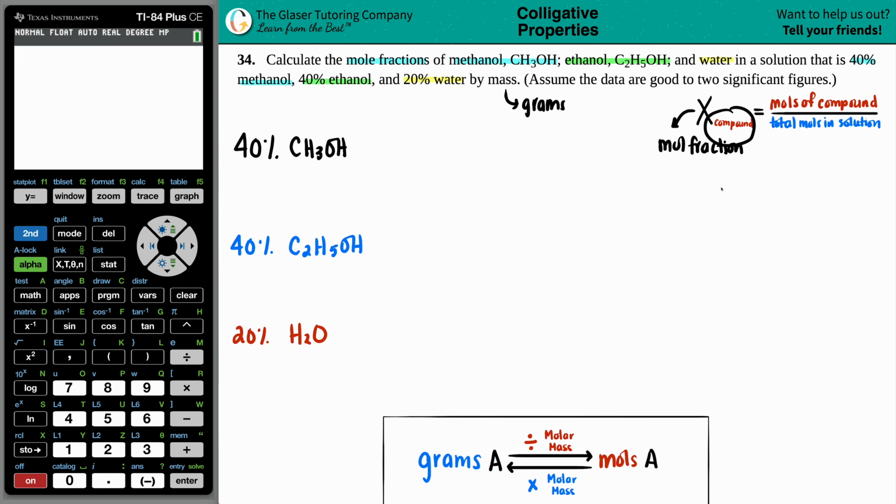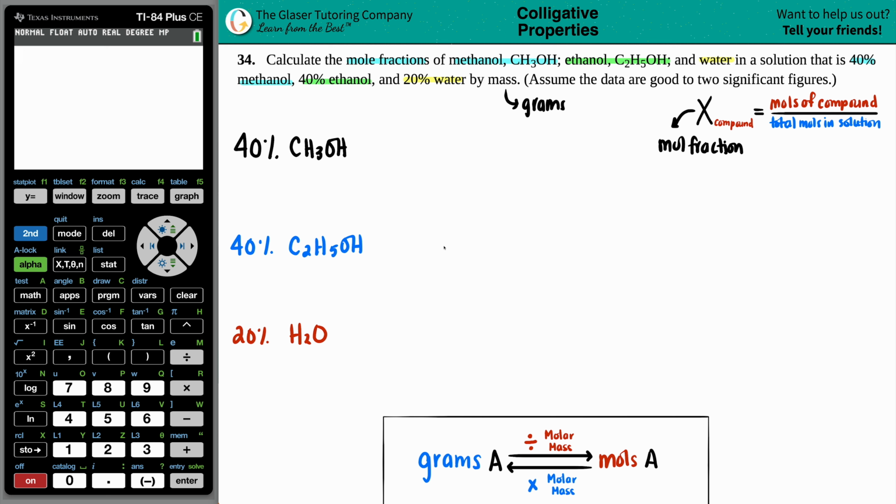If you want to find a mole fraction of a certain compound, we have 3 of them here, we would have to take the moles of that specific compound and divide it by the total number of moles in the whole entire solution. But we have mass percent. Yikes. We have to get it into moles. We're not in the correct unit.